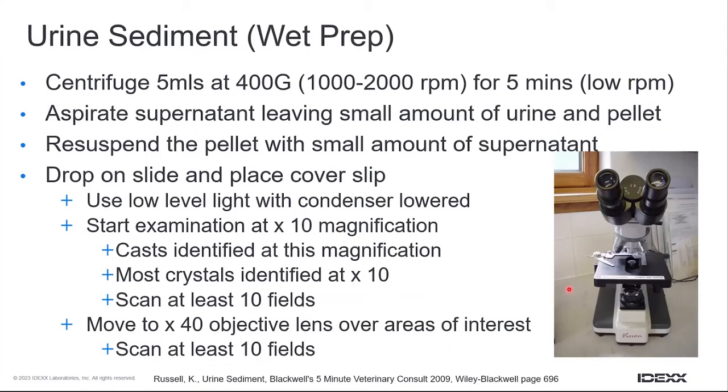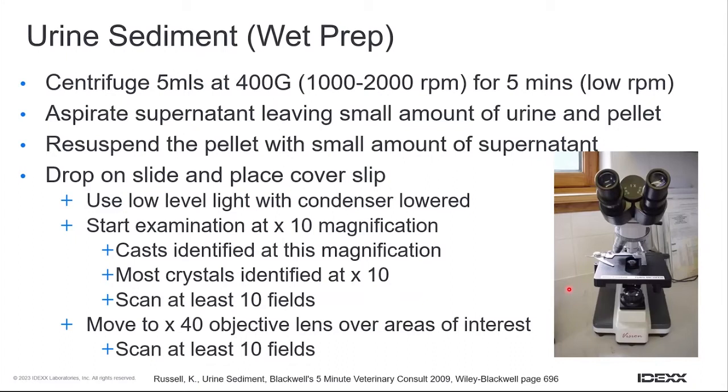Anything higher than that, and we run the risk of destroying some of these more fragile elements. So once we've spun the tube down, there should be a little pellet at the bottom of the conical tip tube. We want to take the supernatant away. For those of you who are not familiar with that term, the supernatant is just the excess fluid above the pellet. So we discard that, leaving a very, very small amount of that supernatant with the pellet, maybe 1 to 2 drops. And then we resuspend the pellet with a small amount of supernatant.